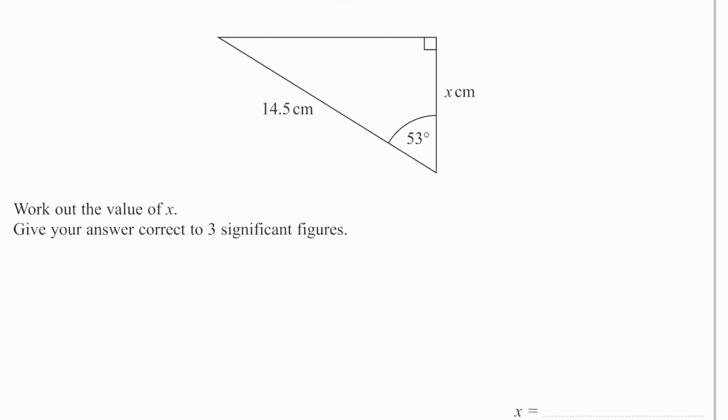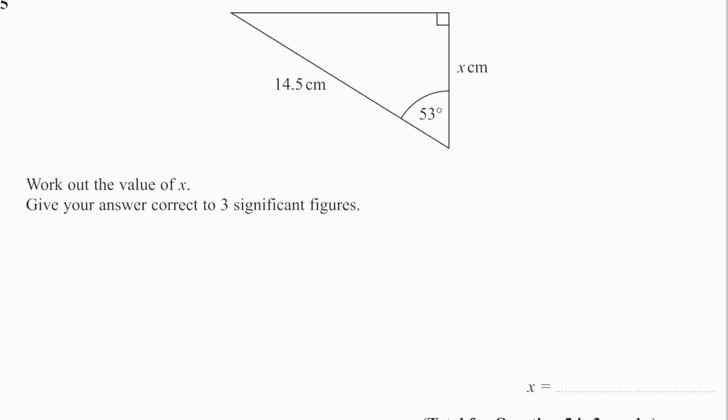Okay. Question 5, work out the value of x. So we're given a triangle basically, and so you can just use a formula here. So this is a simple trigonometry question, and so we have the hypotenuse, and we're trying to work out the adjacent side, right? Because this would be the opposite, because it's opposite the angle.